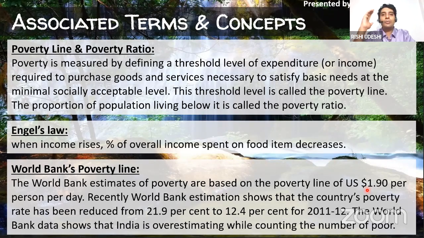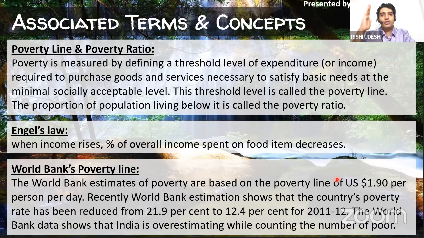Meaning anyone earning less than 1.9 dollars per day per person is the kind of person who is under poverty. Right now, what is the currency rate? 70 or 74 US dollar, something like that, right? If you take 1.9 out of it, how much will it be? Around 140. Say 75, it will still be around 140. Someone gave a very precise figure, 76.6.